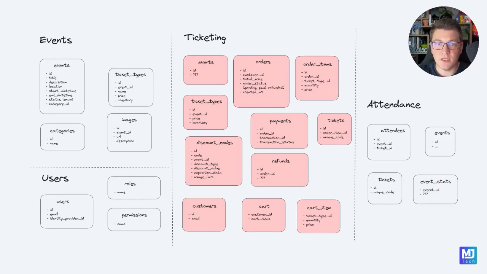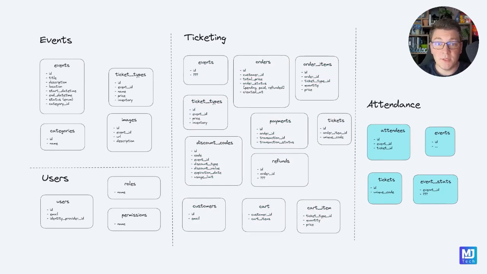We also have the concept of orders and order items, and a cart and cart item that actually get converted into an order once a user checks out their cart. We're also going to be recording payments, refunds, discount codes, generating tickets for particular events, and all of this is going to be done by the customers inside of this module, which map to the user's entity inside of the user's bounded context.